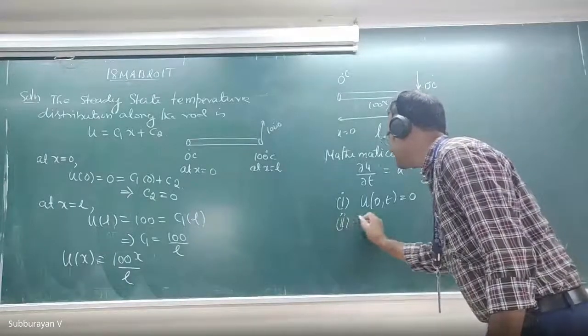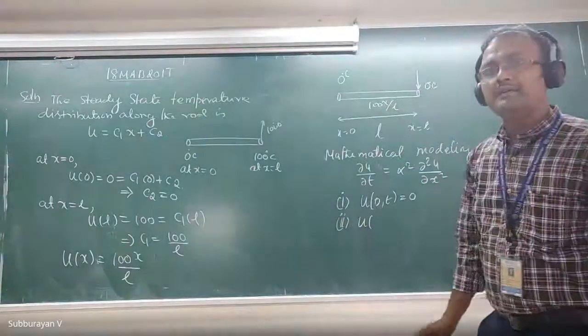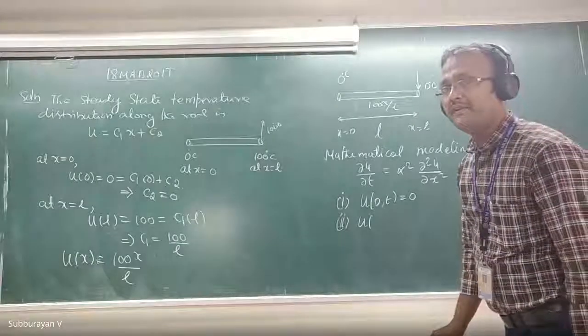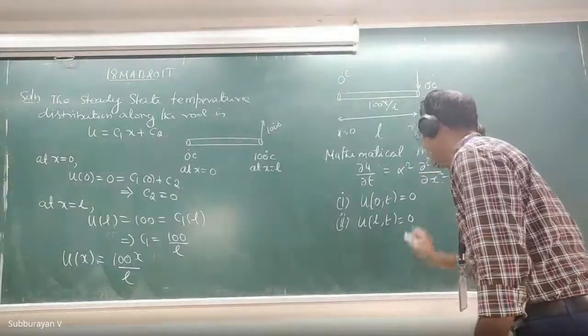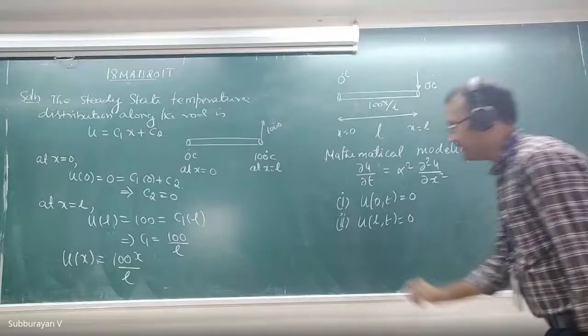And the second condition. What is the second condition? U of L comma t is equal to 0. Okay. Fine. Then what is the third condition?